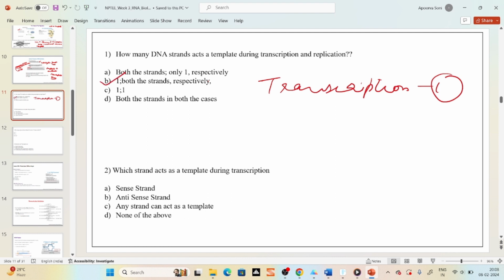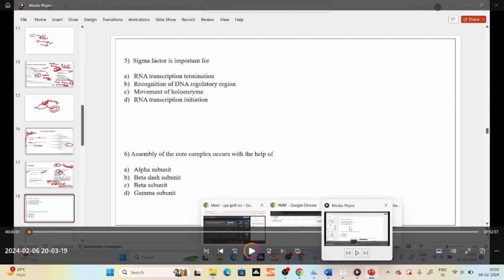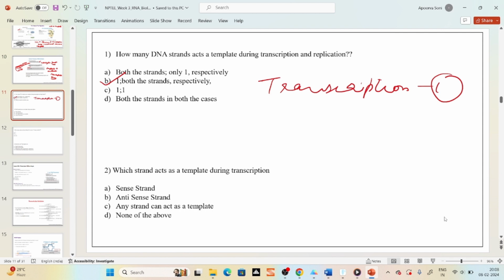Fine. Next question is, which strand acts as a template during transcription? We have just discussed this. Sense strand, antisense strand, any strand can act as a template, or none of the above. So what is the correct answer? Just a minute. So the antisense strand is the strand that acts as a template during transcription.